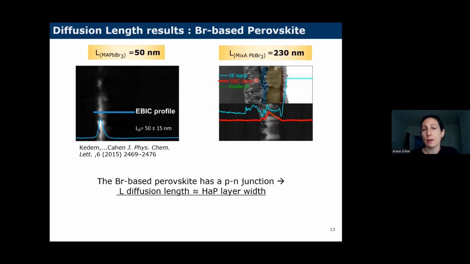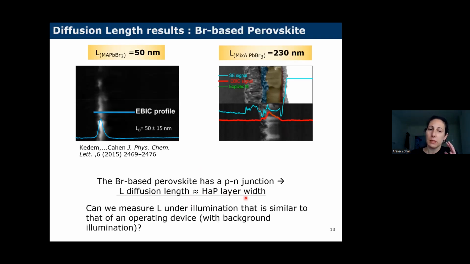In the mixed cation, as we know that it gives a higher efficiency, the diffusion length is almost an order of magnitude higher. And we can see that we basically get a current almost through all the perovskite. So it's still a PN junction, but we can take this decay and try to estimate what the diffusion length will be, which comes out more or less close to the thickness of the layer.